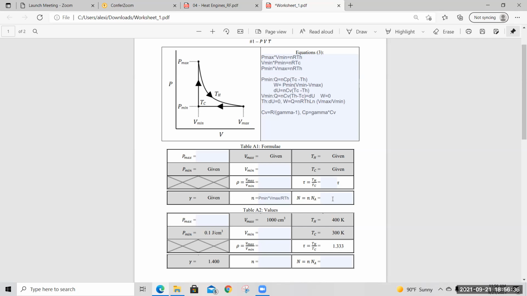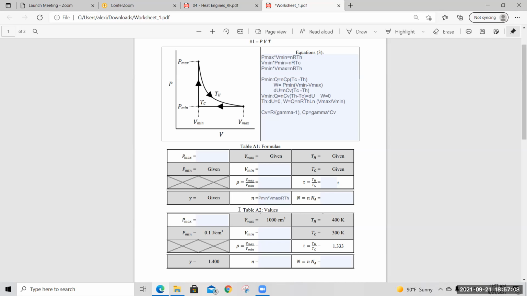Now, the last thing that we need to solve for in table A1 is going to be P max. The way we solve it, we will go all the way to equation number 1 from the top. Equation number 1 has a P max in it, which we don't know, but it has a V min, which we just solved for. It has an N, which we just solved for, and has an R, which is known, and has a TH, which is known. So we should be able to solve for P max, and table A1 is done. We're in good shape now for table A1 in terms of formulas.